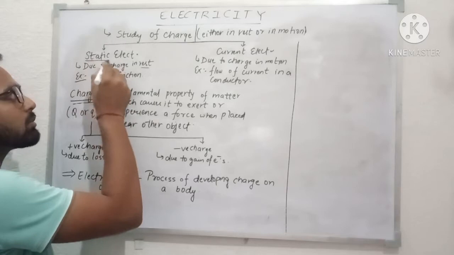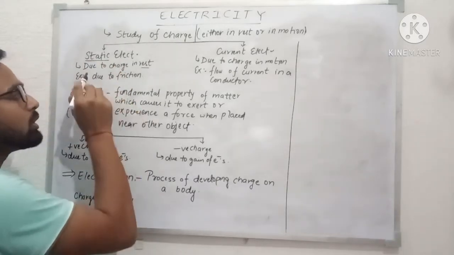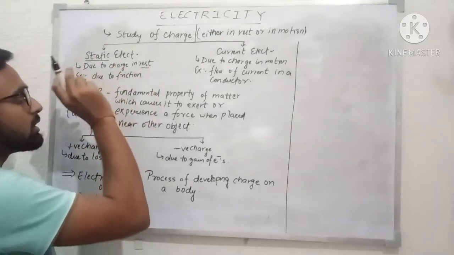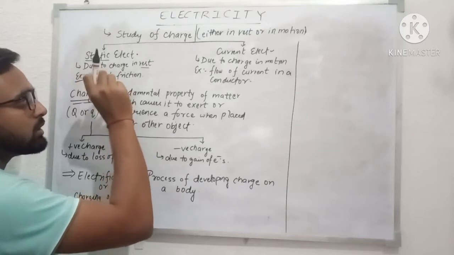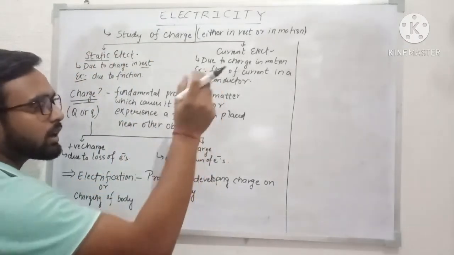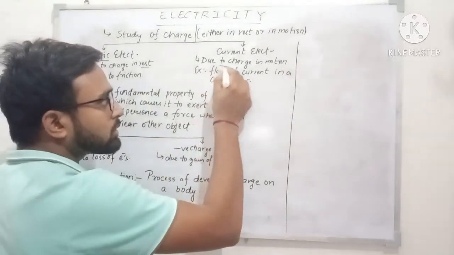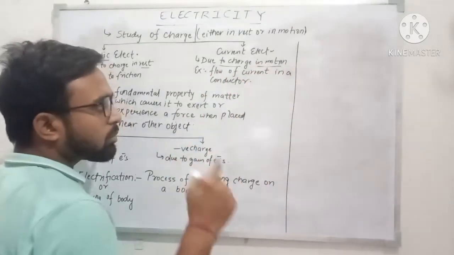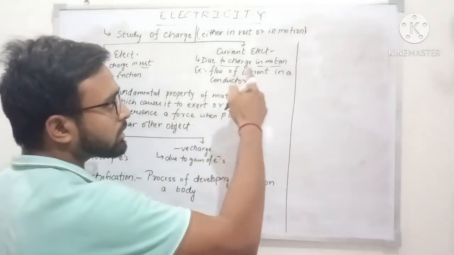Here the word static means at rest. So the charge is in rest. The phenomena due to charge in rest is called static electricity, and current electricity is due to charges in motion. The phenomena which occur due to charge in motion.